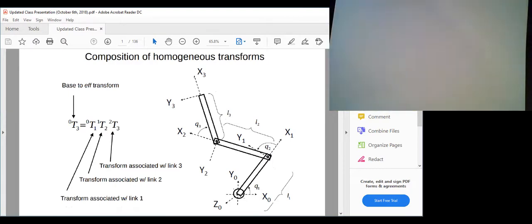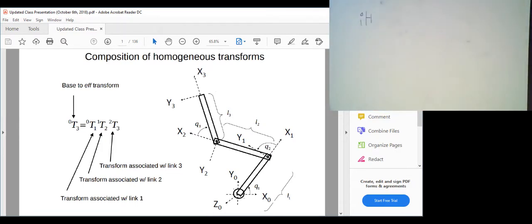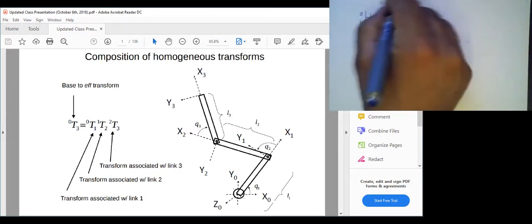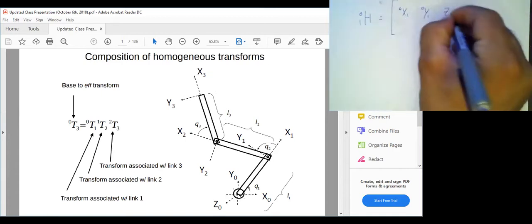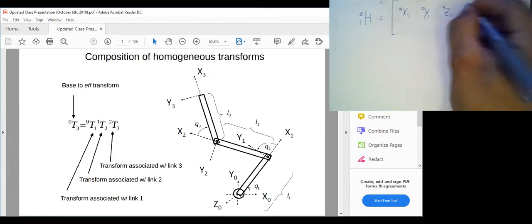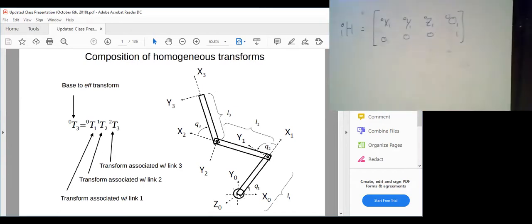So let's quickly try and do H01, right? Let's capture the homogeneous transformation of H01 in this example. How would that look, basically? Can you take a minute now and try and solve it? Okay, so H01 is going to be equal to what? Remember, x10, y10, z10, and then o10, and then you have 0, 0, 0, and then 1.